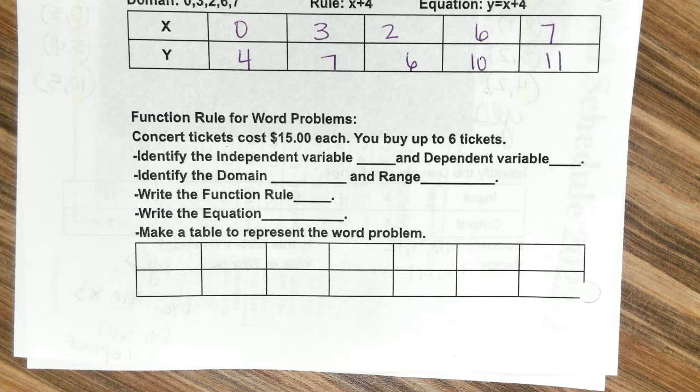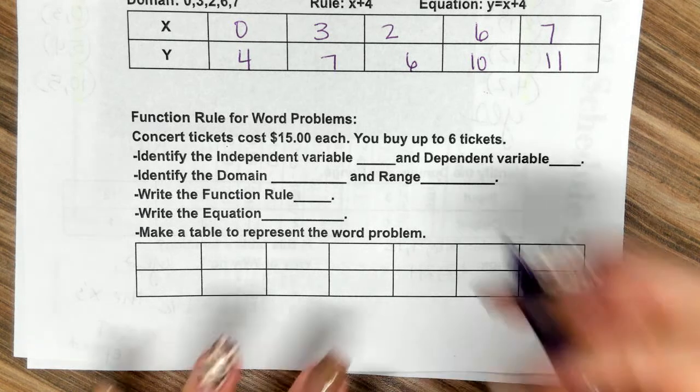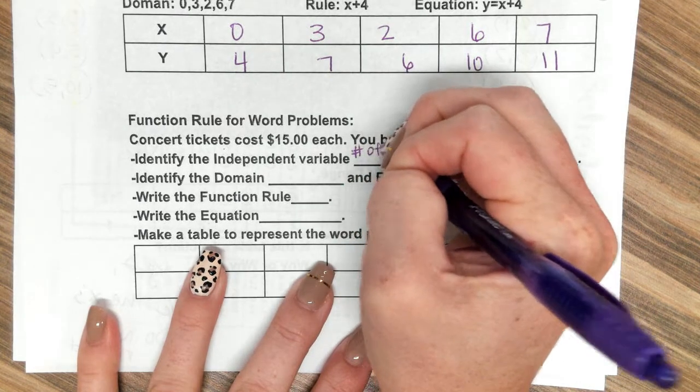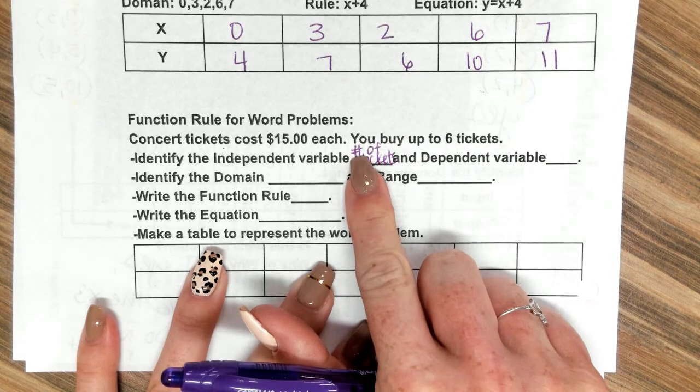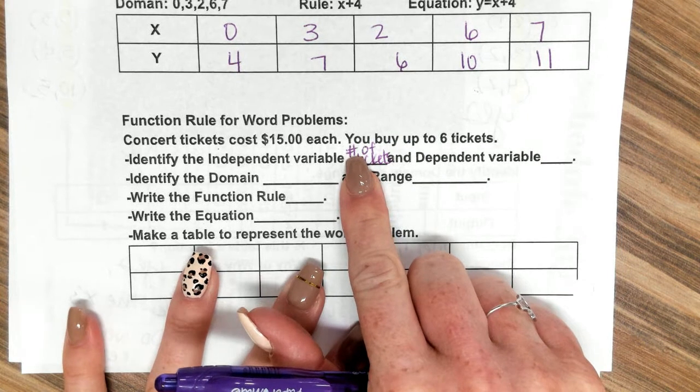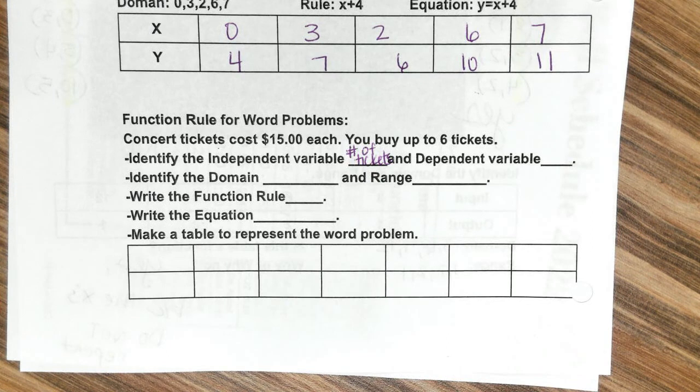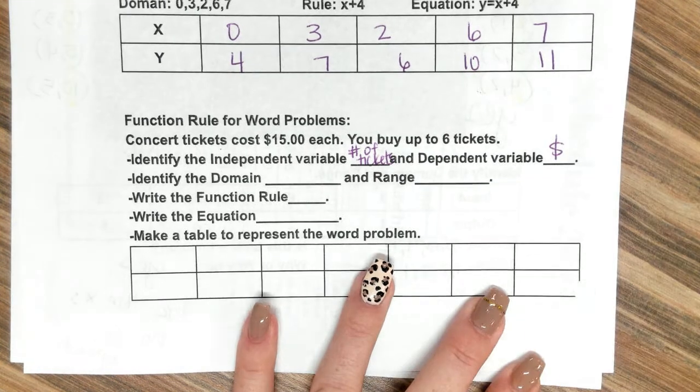So what do y'all think the independent variable is? The tickets, the number of tickets. And y'all are going to see me use this little sign for number. It's not a hashtag. Okay, it's an abbreviation for number. So what is the dependent variable? Money. The cost, the money. So I'm going to put a money sign.